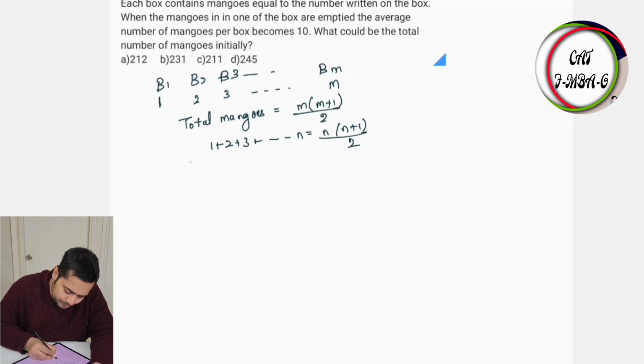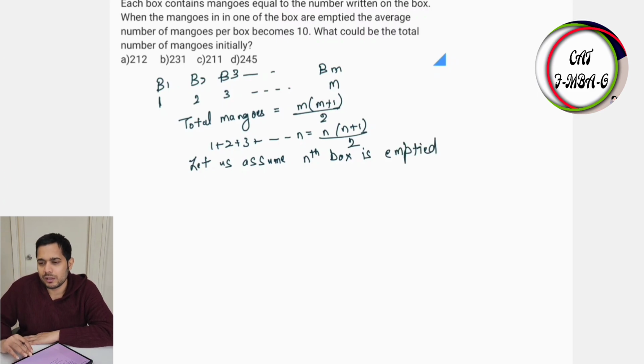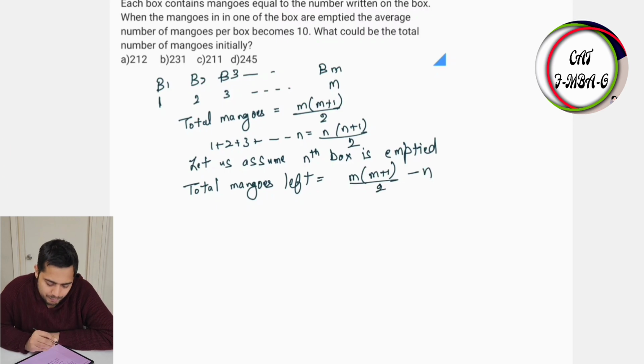So let us assume nth box is emptied. Okay, nth box is emptied. So how many mangoes are removed? N mangoes are removed because nth box is removed. So box n contains n mangoes. So now total number of mangoes left is equal to m into m plus 1 by 2 minus n. Perfect.